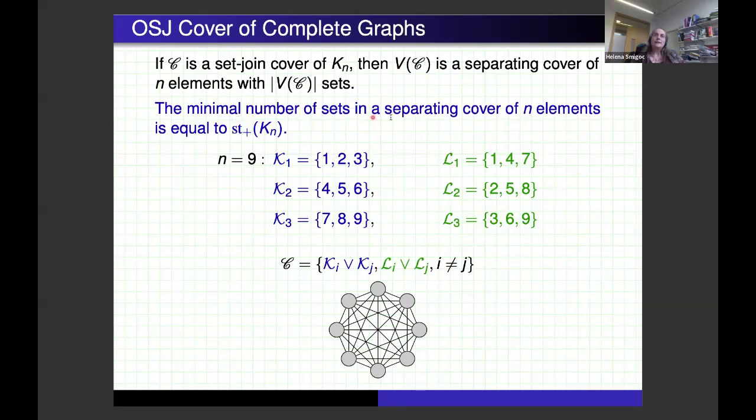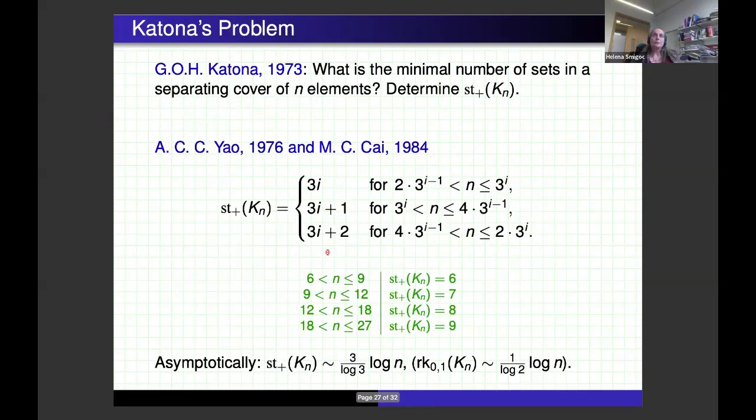Okay, so the minimum number of sets in a separating cover of n elements is equal to ST plus of Kn. And back to the example that we've seen before. So here we have the components given, and then in the cover, we just put all the joints we can. So remember, we can't join two sets that have a non-empty intersection. If I join K1 with L1, then I would get a loop on the vertex 1, and I don't have that in my graph, so it's not allowed.